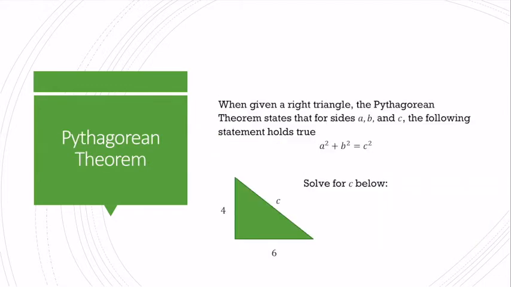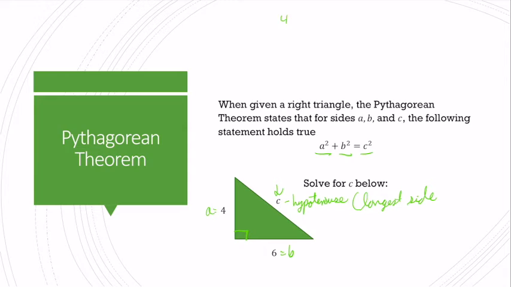The last thing I'm going to talk about in section 7.3 is the Pythagorean Theorem. So the Pythagorean Theorem states that for a right triangle, meaning this is a 90-degree angle, with sides a, b, c, the following statement holds true, where c is the hypotenuse. I misspelled that. Hypotenuse, also known as the longest side. Okay? So I have that a squared plus b squared equals c squared, and we can use this to solve for c below. So let's let 4 equal a and 6 equal b, and we're going to solve for c.